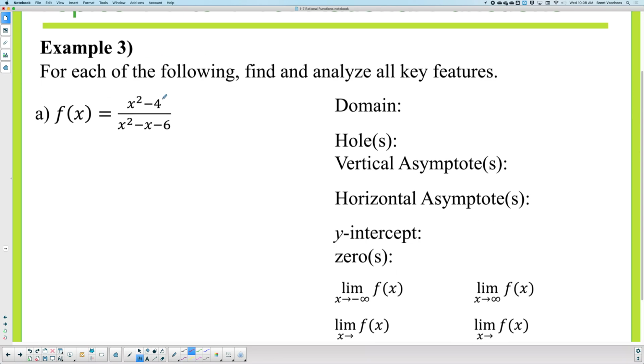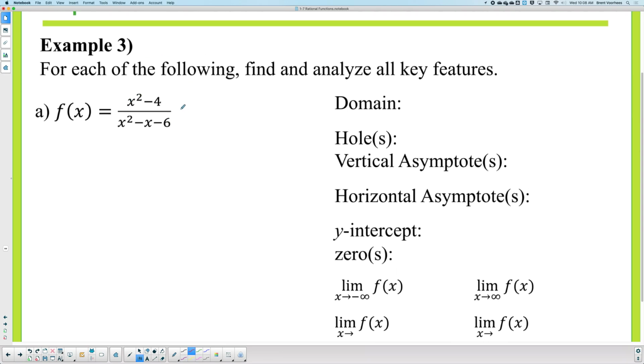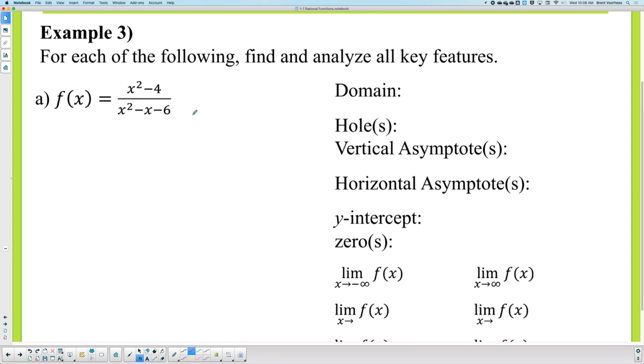We have this problem. It says, for each of the following, find and analyze all the key features. So here's the order I would go in if I was using algebra. First, I would find the domain. The rule for domain is you assume it's all reals unless you see either division, square root, or log. Do you see any of those in this function? Division. What are you not allowed to divide by? Zero, so that cannot equal 0 down there.